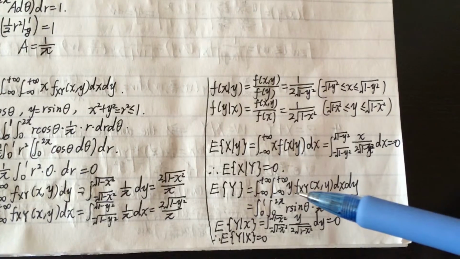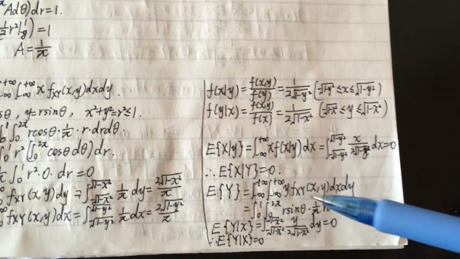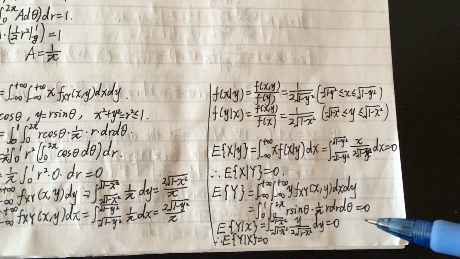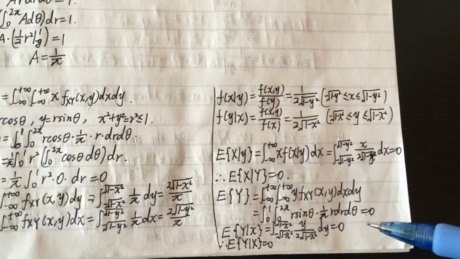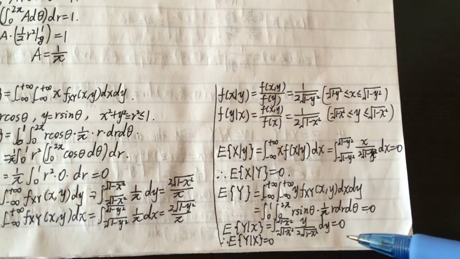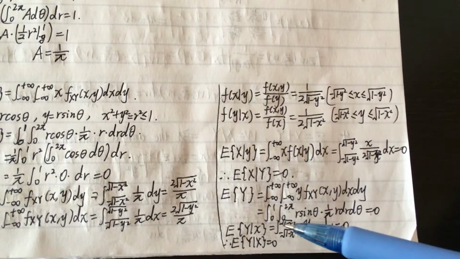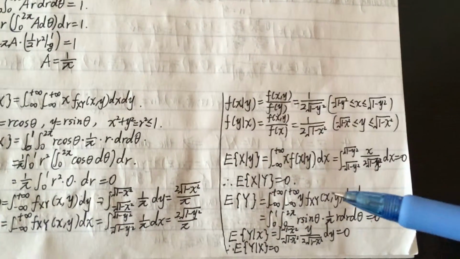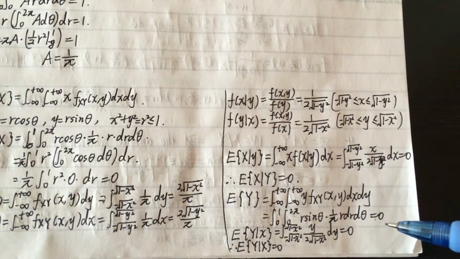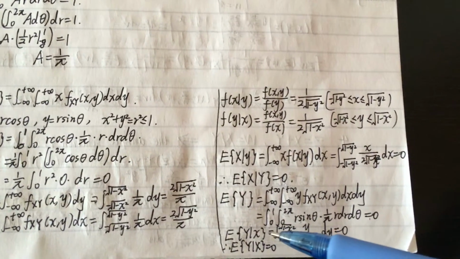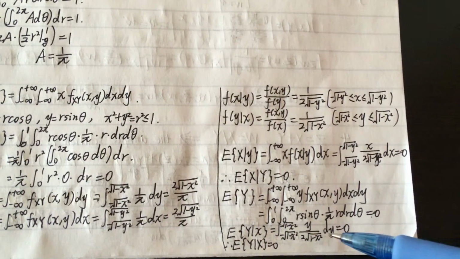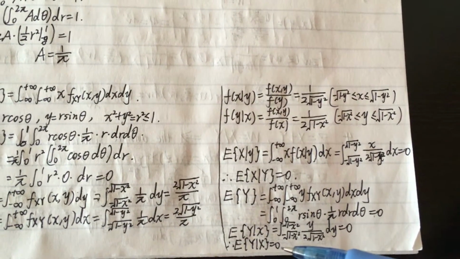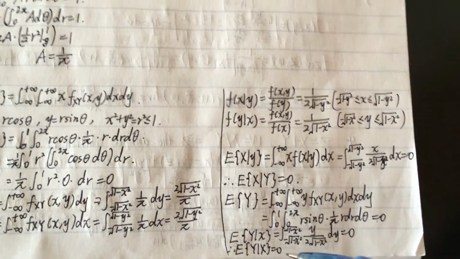And the mean of y equals the integral of y times the joint density function, and we can get the mean of y equals 0. And the mean of y assuming x is 0. So the mean of y assuming capital X equals 0.